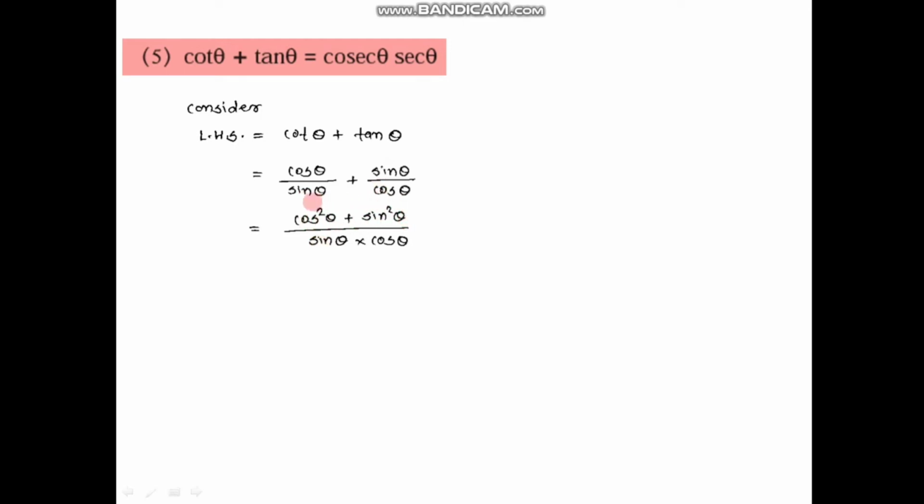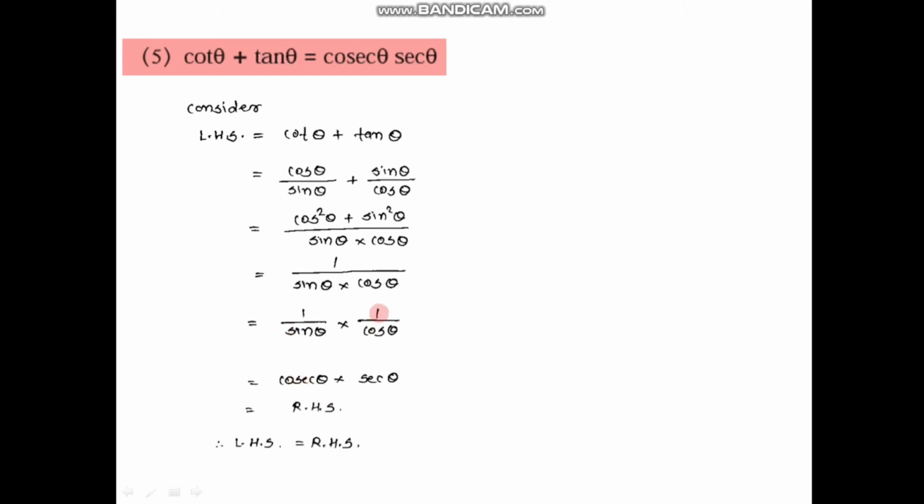So by using the trigonometric identity we get the value for sin square theta plus cos square theta as 1, divided by sin theta into cos theta as it is. Now we can write this as 1 divided by sin theta into 1 divided by cos theta. And we know that 1 divided by sin, that is the reciprocal of sin, is cosec theta, and the reciprocal of cos is sec theta. So instead of these two we can write cosec theta into sec theta, that is the RHS. So LHS is equal to RHS, that is what we wanted to prove here.